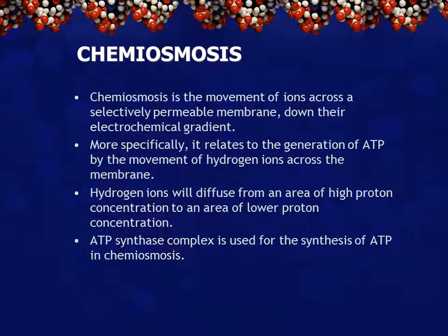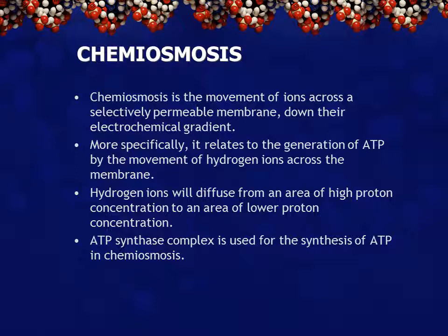So let me guide you through how chemiosmosis works. What is chemiosmosis, and who gave the idea of chemiosmosis? Chemiosmosis is the movement of ions across a selectively permeable membrane down their electrochemical gradient. More specifically, it relates to the generation of ATP by the movement of hydrogen ions across the membrane.